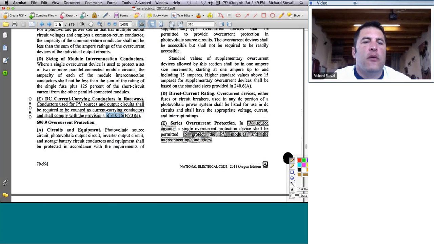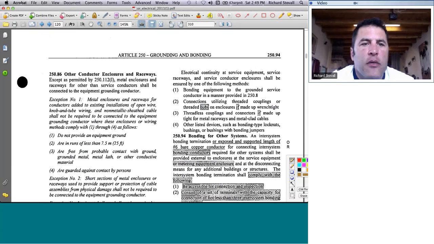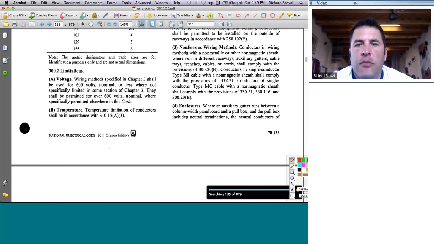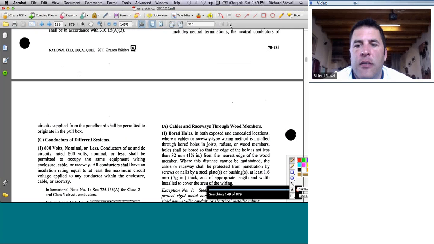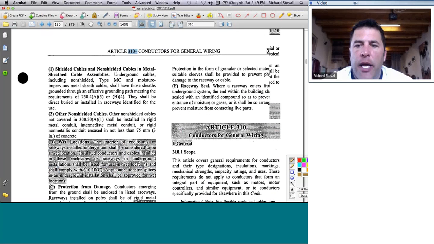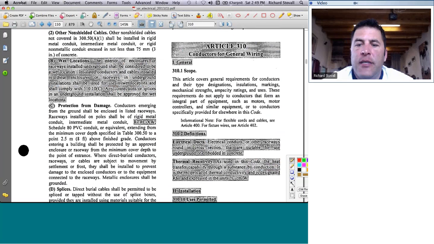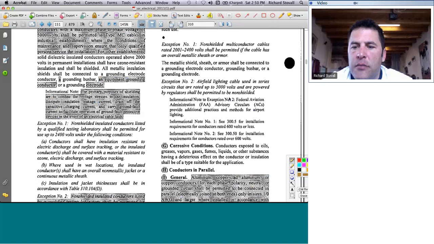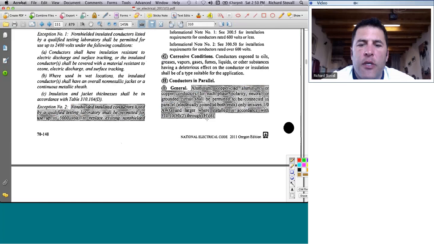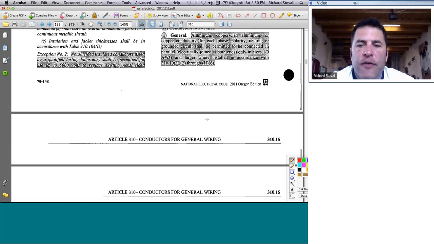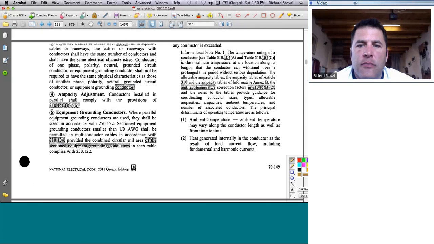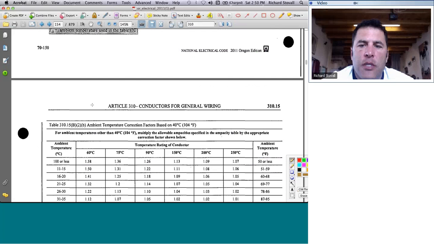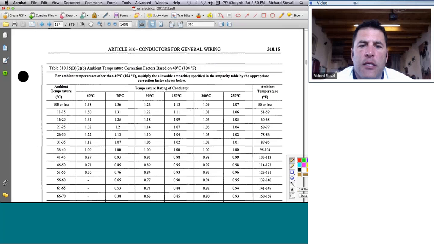Let me just take a guess for this. Table 310. Okay. Article 310. Oh, maybe because it's in correction. So we're looking for table 310.15. Oh, there we go. Based on 30 degrees.